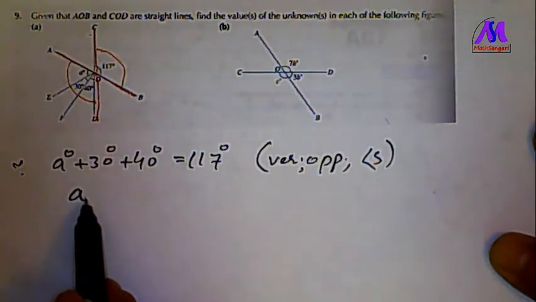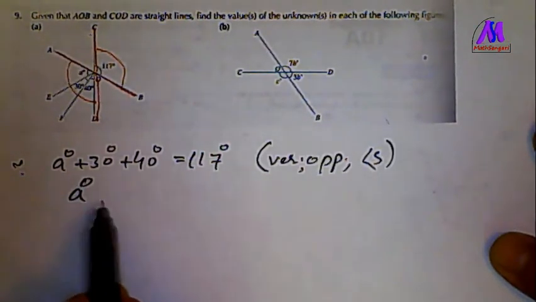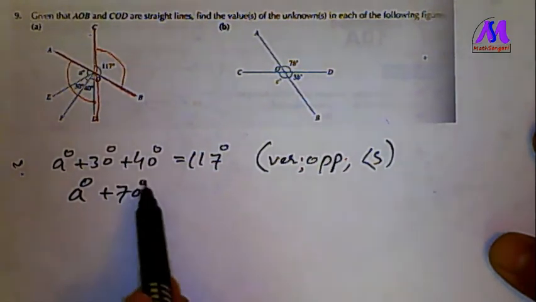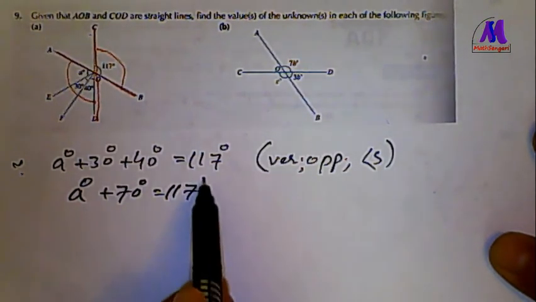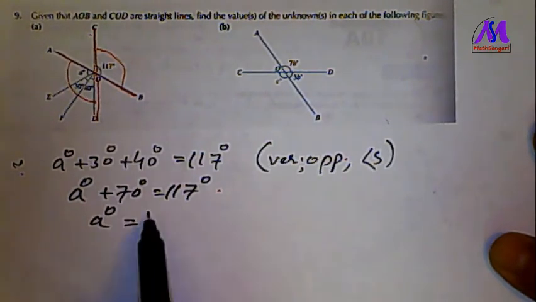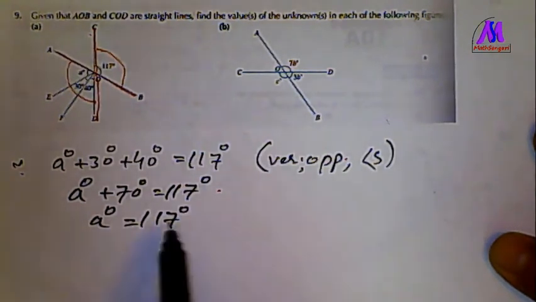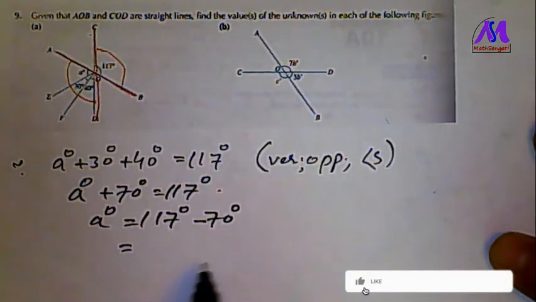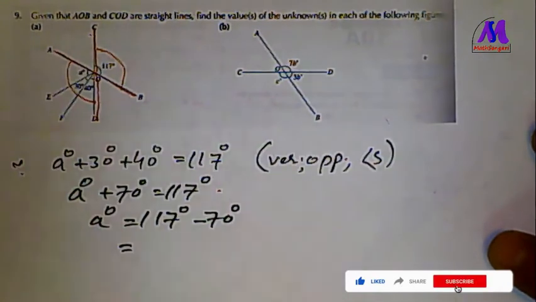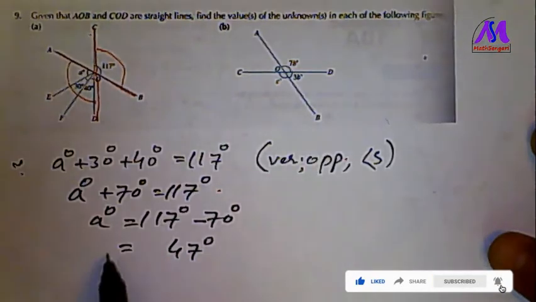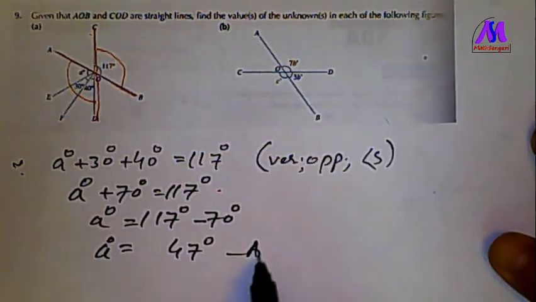So from here we will get the unknown angle plus 70 degrees will be equal to 117 degrees, or A degree will be equal to 117 degrees minus 70 degrees, which when you subtract you will get 47 degrees, and that will be the answer.